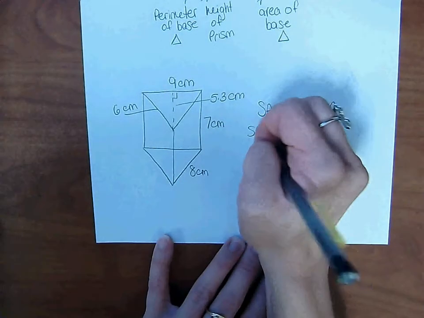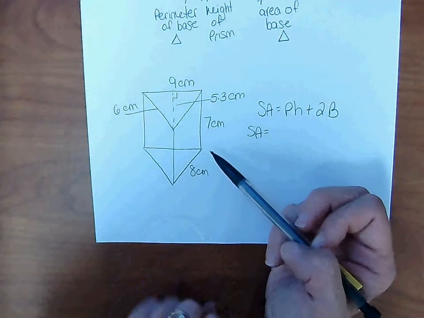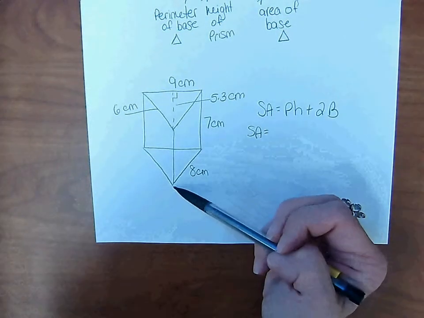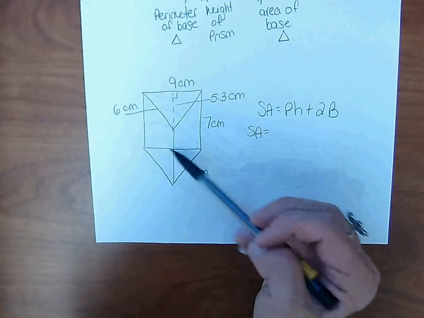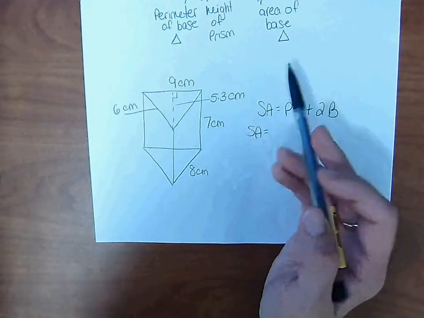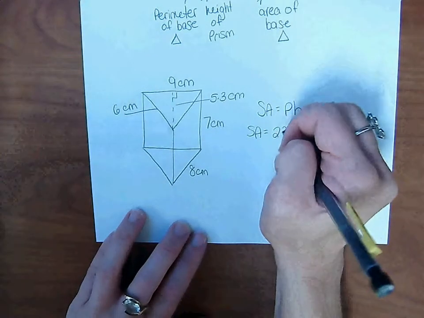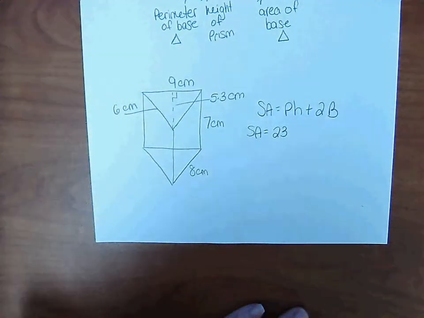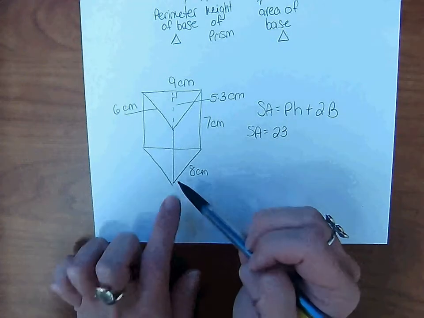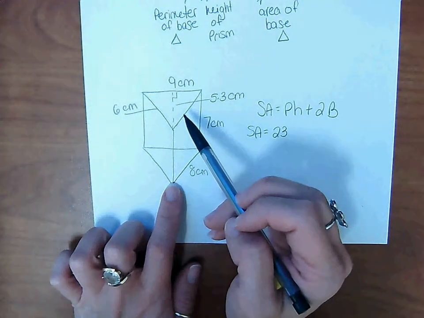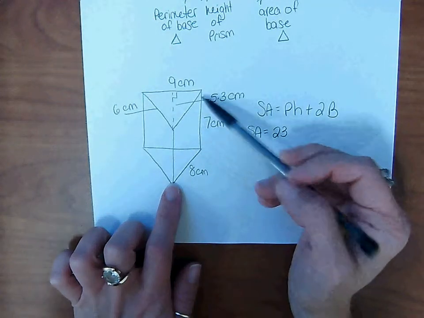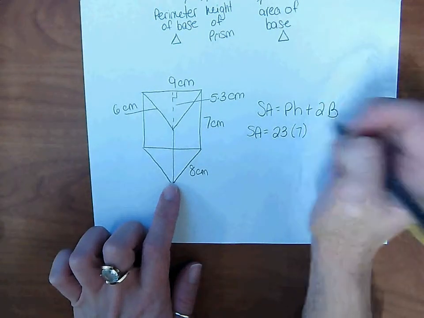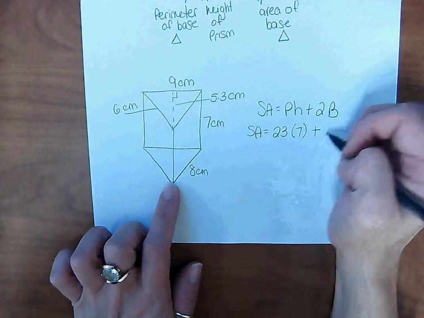So we have to look at the base triangle and find perimeter. So 8. And this side right here is 6, and this side is 9. So add those together to find perimeter, and you get 23. Height of the prism is from the base to the other base. It's kind of like your height, the top of your head to the bottom of your feet. So that height is going to be 7 centimeters, plus 2 big B.